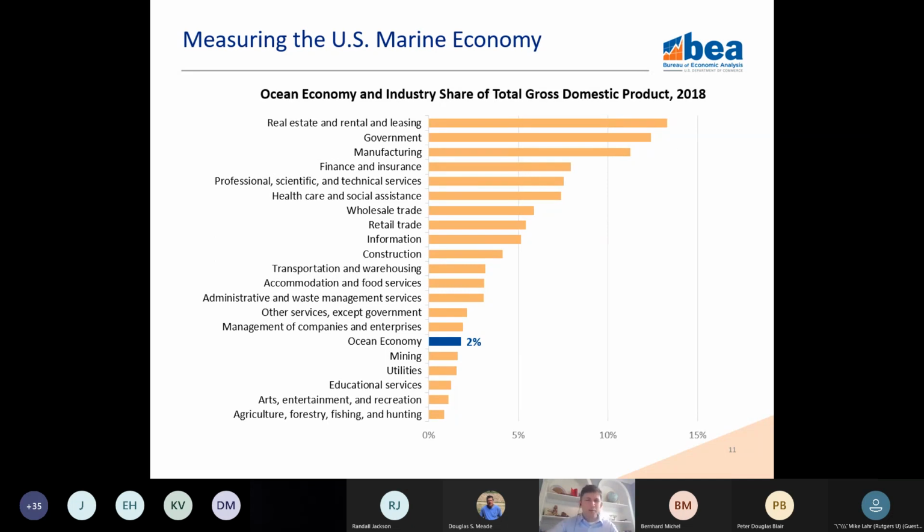This is not what we're going to release next week, but is based on what was published previously. Here you can see the ocean or the marine economy in blue as a share of GDP, about 2% of GDP in 2018, and it is placed there in reference to some of our other more traditional industry categories. You can see that the ocean economy is a little larger than mining and just a little smaller than management of companies and enterprises.